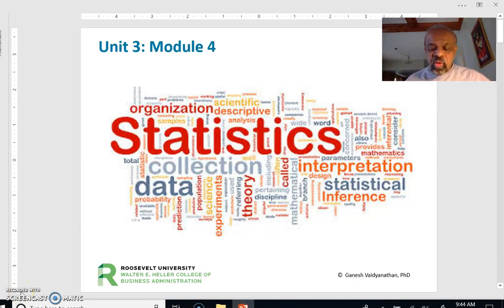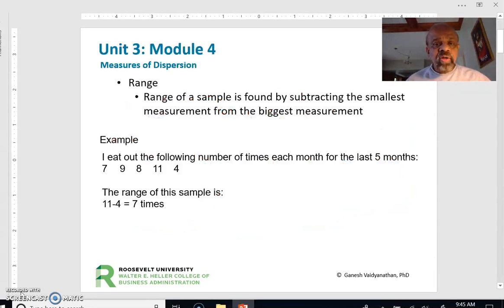Okay, let's go to module 4. In module 4, we're going to continue what we talked about. In module 3, we talked about mean, median, and mode. And there was a difference between the regular mean and the weighted mean. So we looked at those differences as well. In module 4, we're going to talk about measures of dispersion.